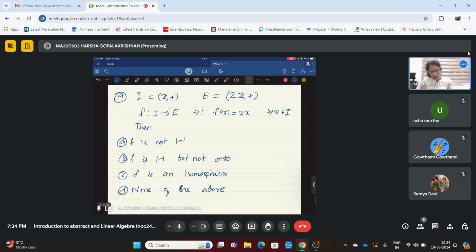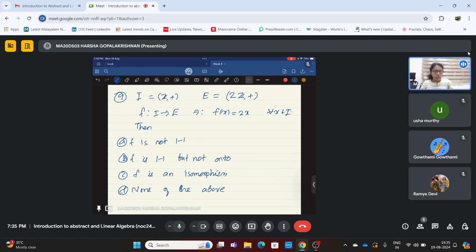Okay. Now the next question is, again, a function from one group to another group. The first group is given as Z under addition, and the second group is given as 2Z under addition. Now f is a map from Z to 2Z, defined as f of x equal to 2x for all x in Z. Now the question is whether f is one-one, onto, whether it is an isomorphism, and so on.